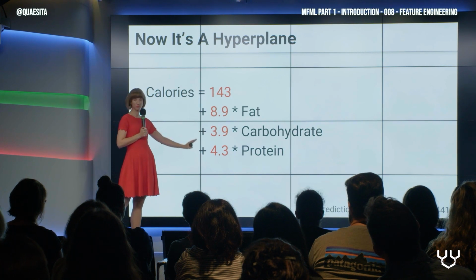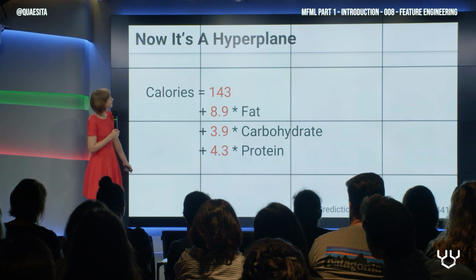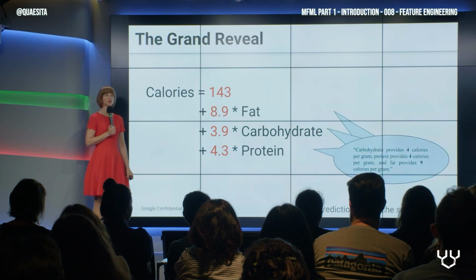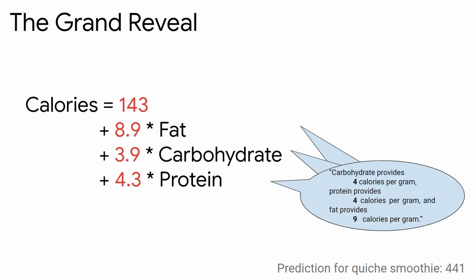How did we do? 9, 4, 4, something like that. Looks pretty good to me. FDA, by the way, confirms what you say. This is a quote from their website. Carbohydrate provides 4 calories per gram, protein 4, and fat 9. So very good general knowledge.